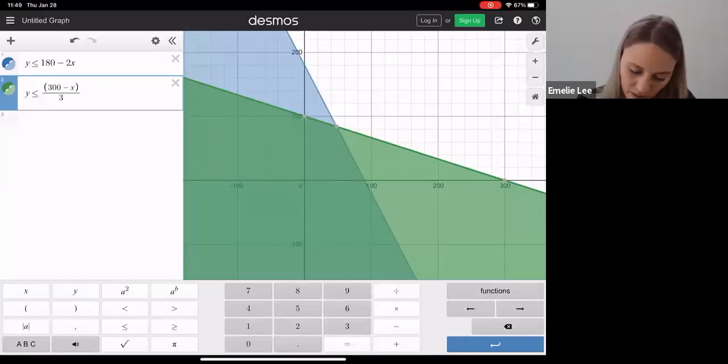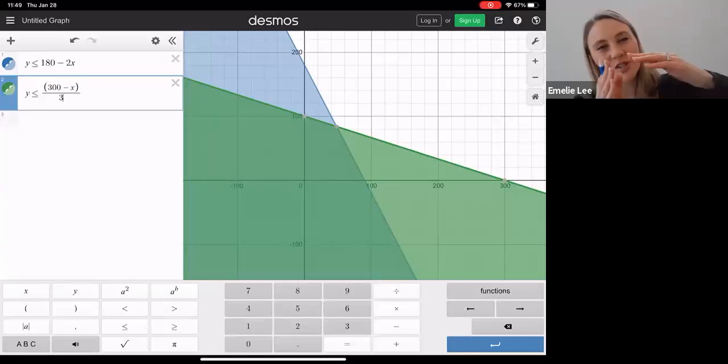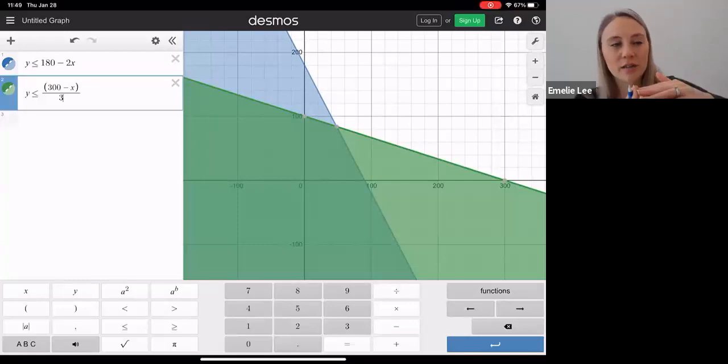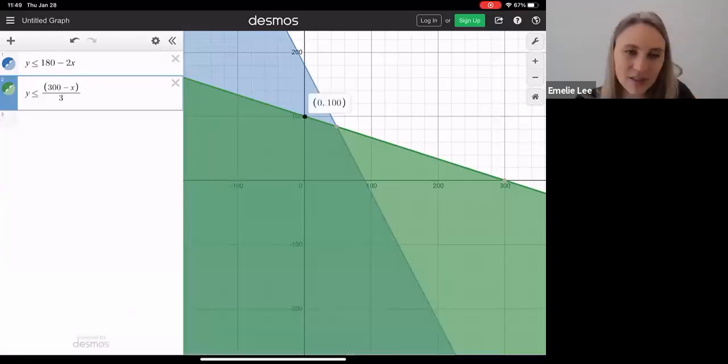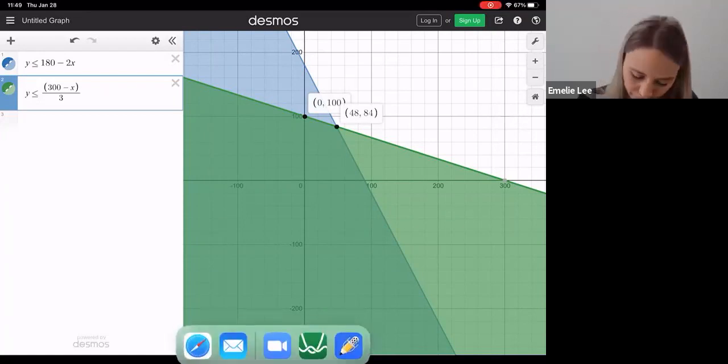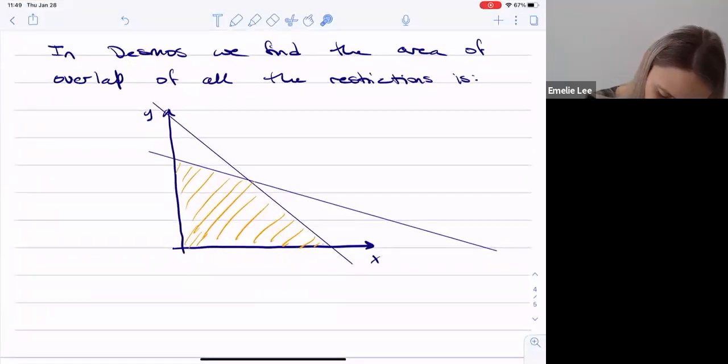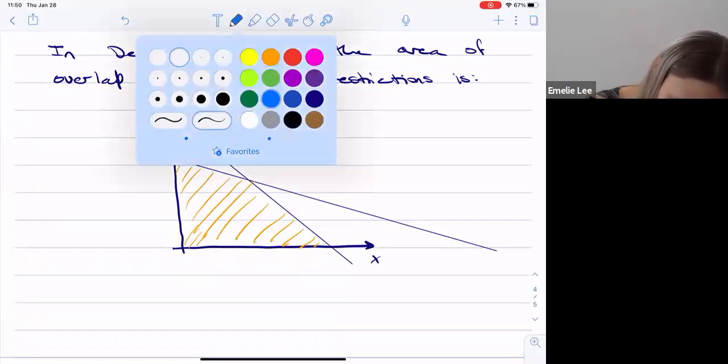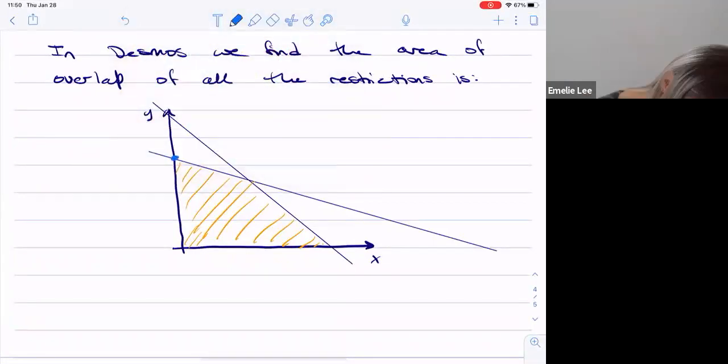Awesome. So what we're going to grab from this are the intersections of that shared area. The first one I'm going to grab is at 0, 100. The second one I'm going to grab is at 48, 84. So I'm going to copy those out here. This is at 0, 100. This is at 48, 84.